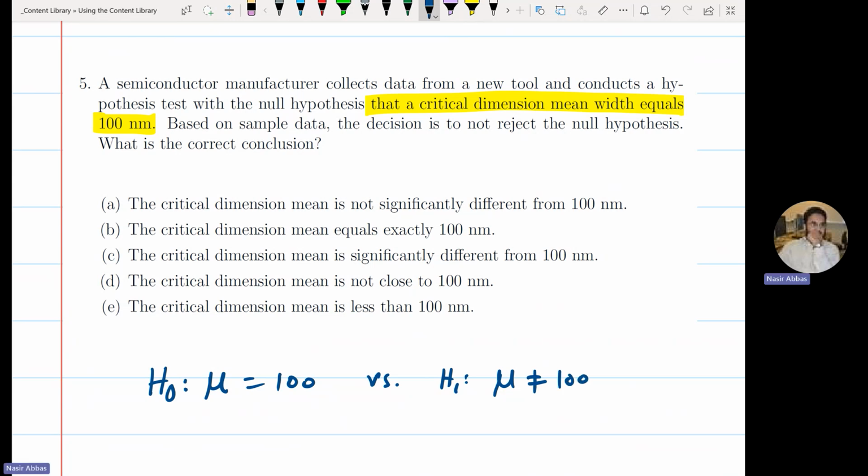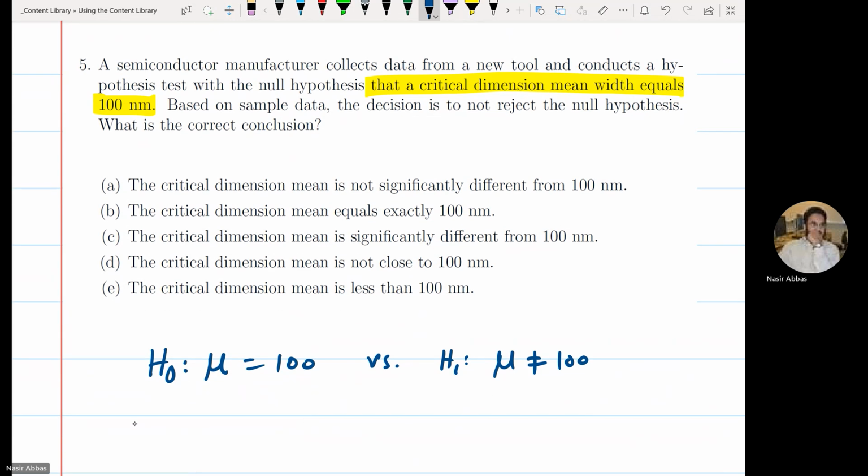Based on the data, the decision is to not reject the null hypothesis. What is your conclusion? This is given in the question. What will be your conclusion? Not to reject H naught. What do we mean by not rejecting H naught? Fail to reject H naught.